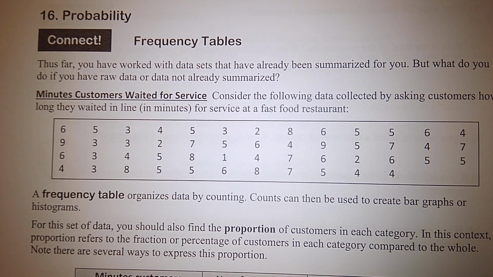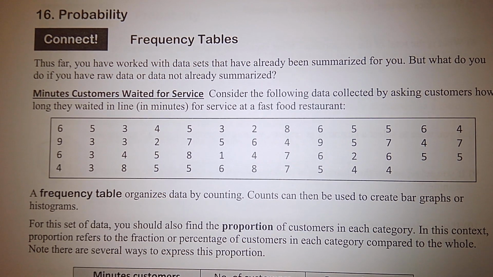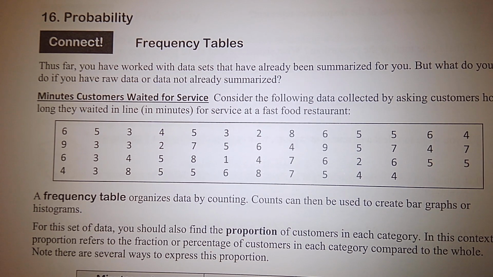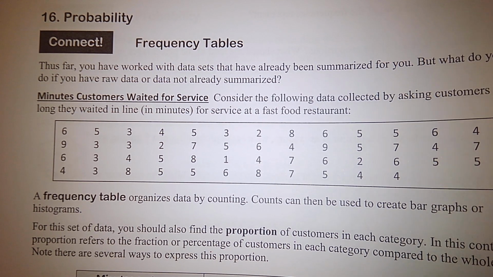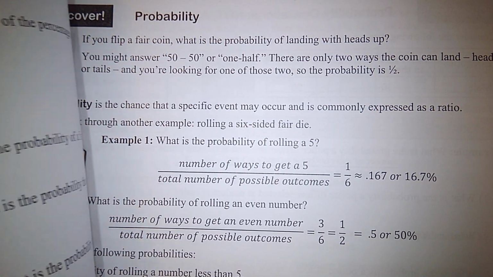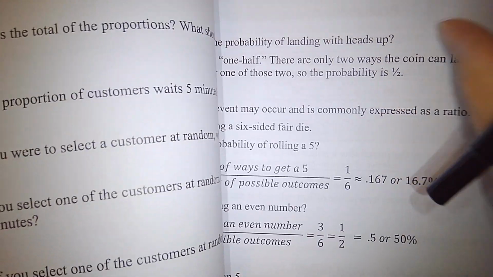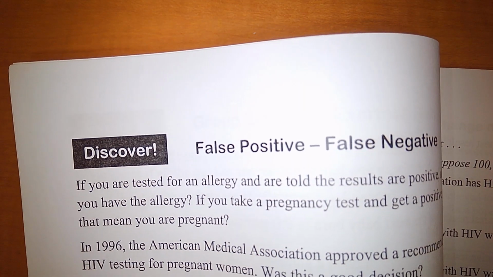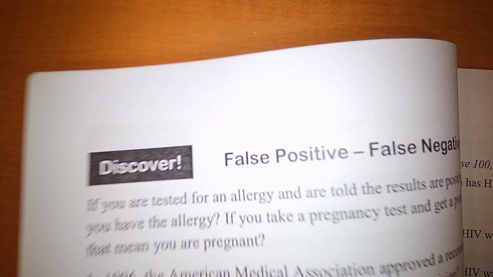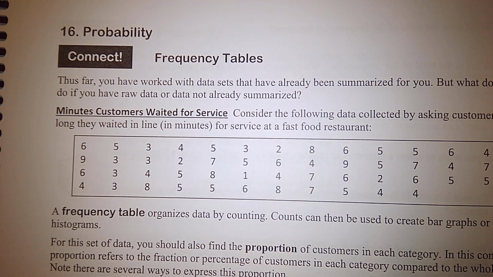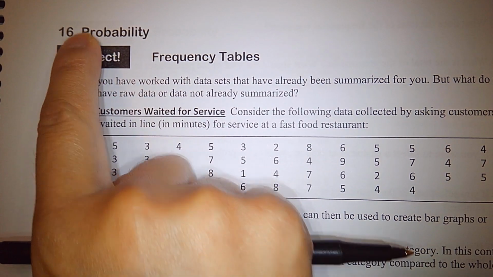Okay, so this is on page 207. It's a probability section. In this section there are two parts. One part is about probability. The second part is about false positive, false negative. So at first let me assign the pages we're going to cover for section 16, and then we'll do the first part of section 16, probability.